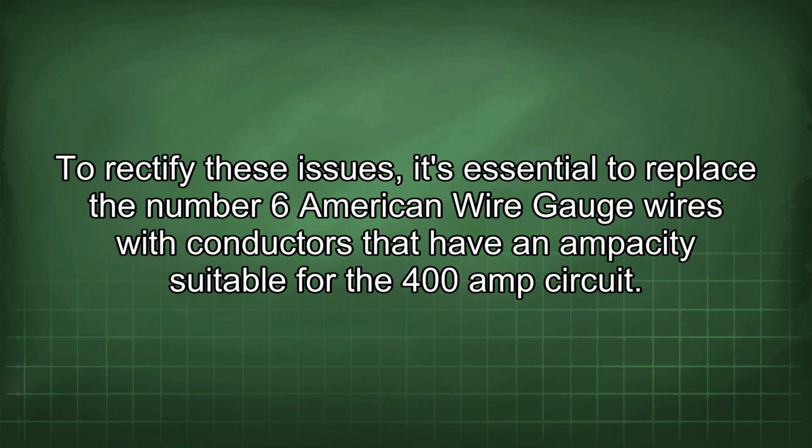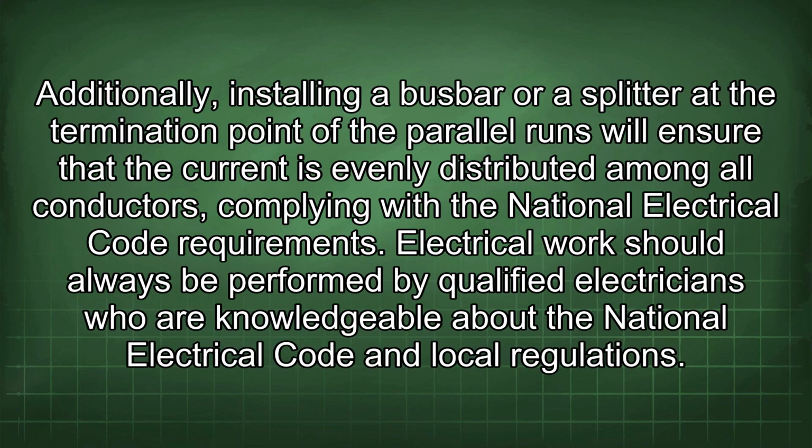To rectify these issues, it's essential to replace the number 6 American wire gauge wires with conductors that have an ampacity suitable for the 400 amp circuit. Additionally, installing a busbar or a splitter at the termination point of the parallel runs will ensure that the current is evenly distributed among all conductors, complying with the National Electrical Code requirements.